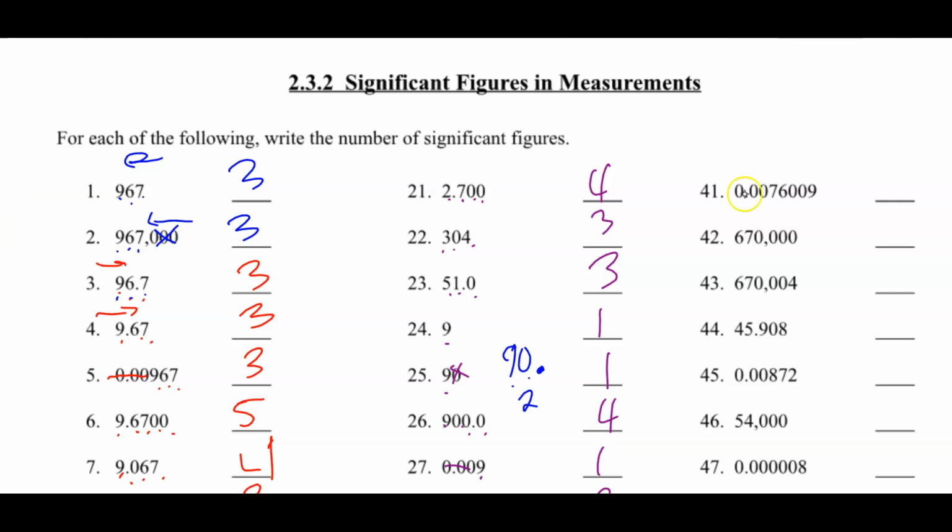Okay, 41, decimal present, count from the first non-zero on the Pacific. These are all placeholders. Once you start counting, keep counting. 1, 2, 3, 4, 5. Decimal absent, count from the first non-zero on the Atlantic. That means that these are all placeholders, 2 sig figs. Absent, count from the Atlantic from the first non-zero, 1, 2, 3, 4, 5, 6.